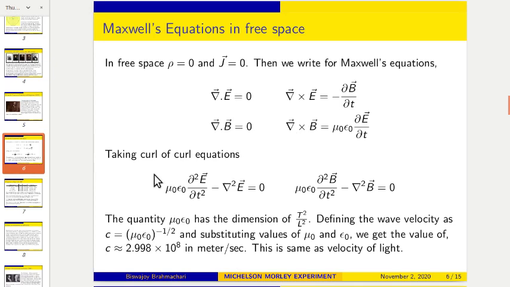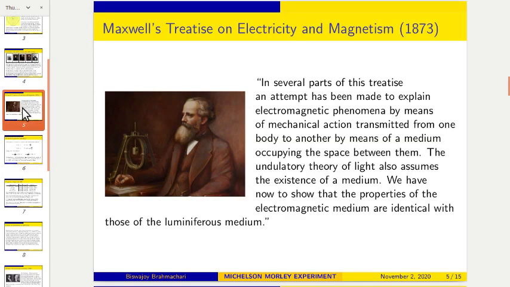So this is why Maxwell thought that electric and magnetic fields are electromagnetic waves, and so is light. Maxwell rightly thought that light is a form of electromagnetic wave.